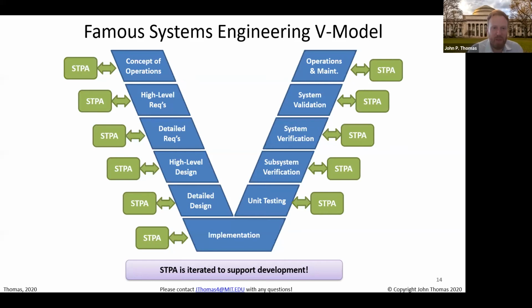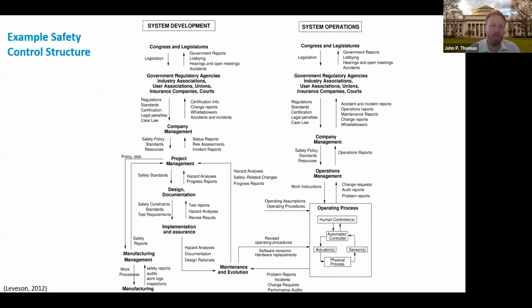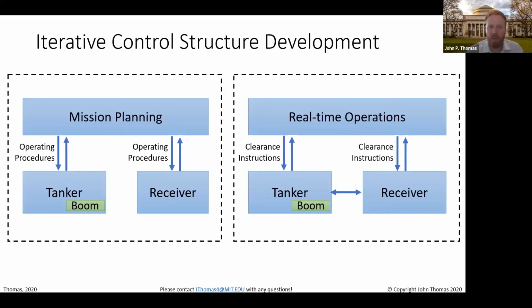Compared to the very first phase, the control structure may grow and evolve, and you may zoom in and expand on areas as you learn more about the system. So you might start with something super high level like this, from Nancy's book. We can go all the way up to Congress if you wanted to look at company management and those interactions. You might eventually zoom in to look at mission planning and real-time operations. Of course, we've probably got to have some kind of communication between the tanker and the receiver. How is this going to work in real time? How are we going to plan for these missions ahead of time? What kind of procedures are we going to provide?